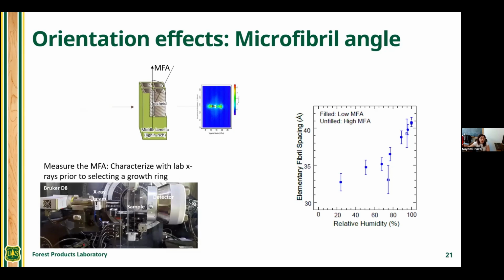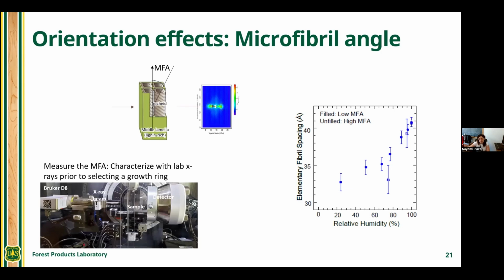And what we do is that we use an X-ray source, like here I have a Bruker D8, and we do either a SAXS experiment or an XRD experiment to look at the spread in the 200 diffraction angle, so that we have an idea of how tight the microfibril angle is inside the cell walls. And typically we try to use low microfibril angles for all the studies.